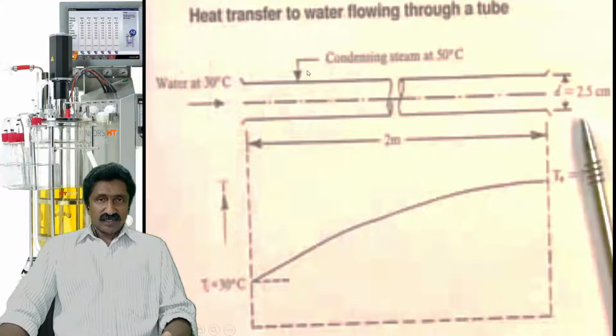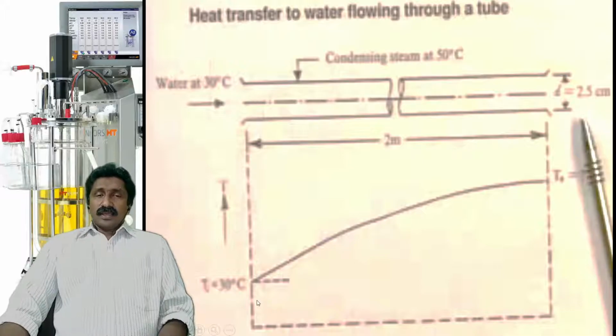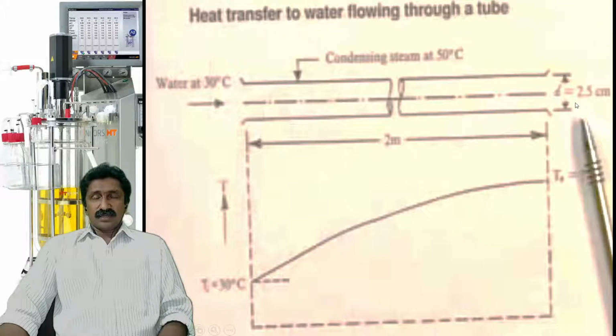The heat will be transferred through the pipe walls to the water flowing through this one. And this shows the relation to the length of the pipe. So it's a 2.5 centimeter thickness pipe, 2 meters long. And here we have 30 degrees Celsius. When we move to this side, the temperature increases because heat transfer occurs, and the temperature of the water will be higher when it reaches this point.